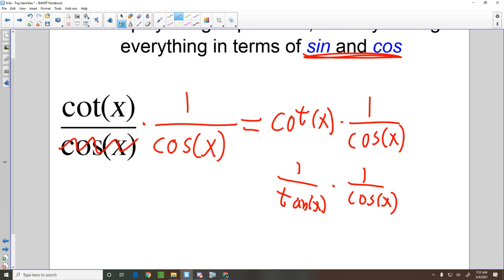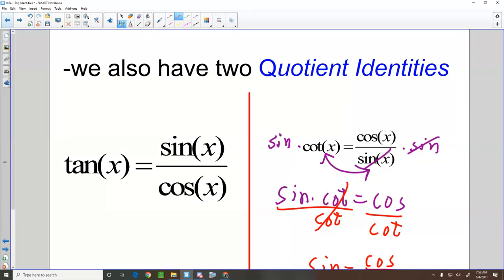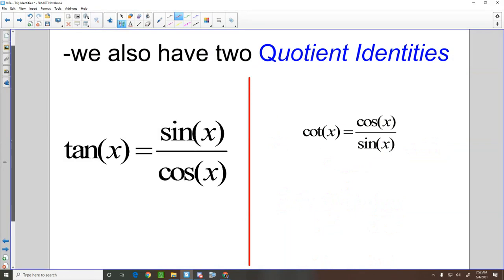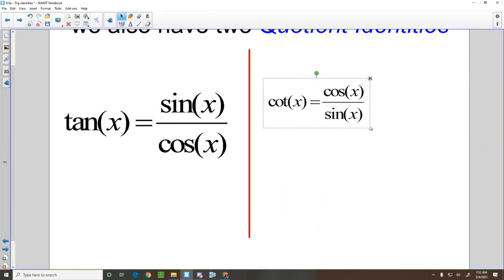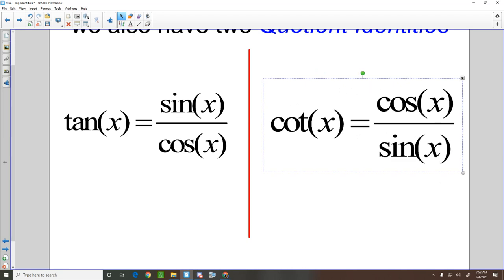So we have a different identity that we would want to use in this case for cotangent. Look at these quotient identities. We see here, hey, cotangent is the same thing as the cosine divided by the sine. Now that looks a little bit better because it's got cosine and sine. I know I already have a cosine in my problem. Maybe they'll combine somehow or cancel out or something like that.